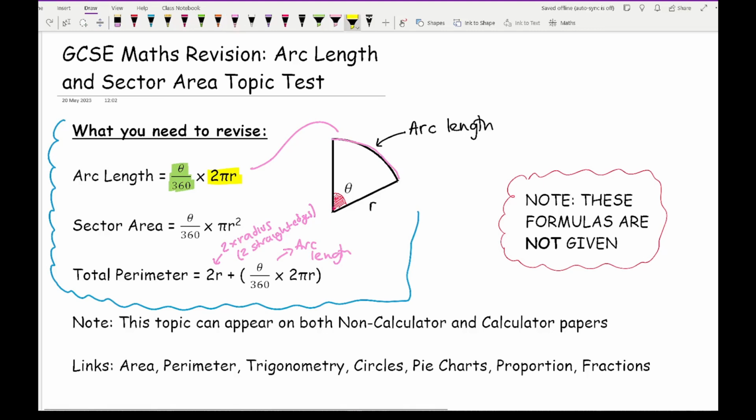Then when it comes to sector area, again, area is connected to the area of a circle. The formula for the area of a circle is pi r squared. So again, the only thing you need to remember is to multiply that by theta over 360.